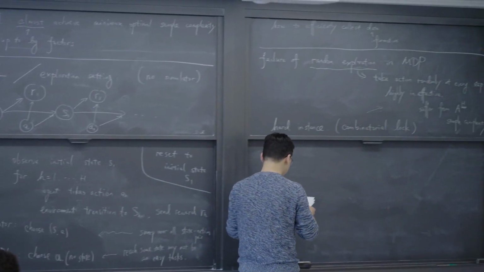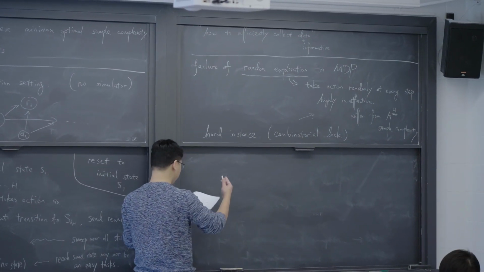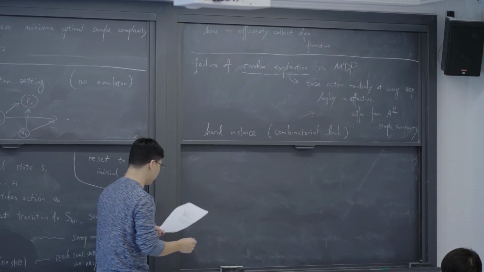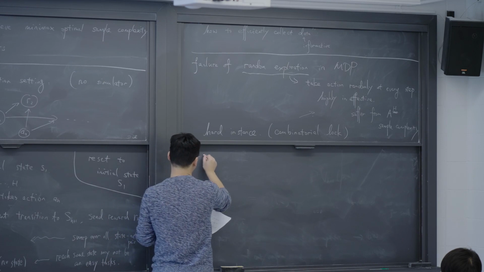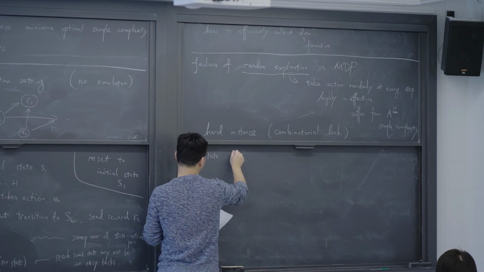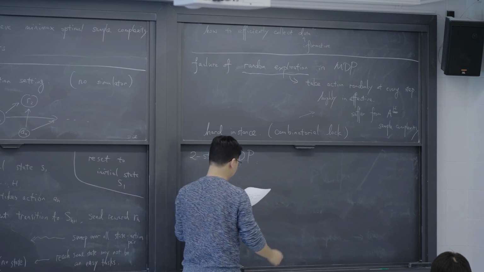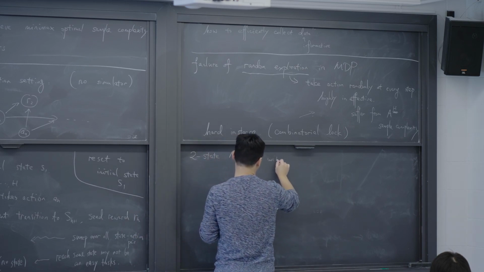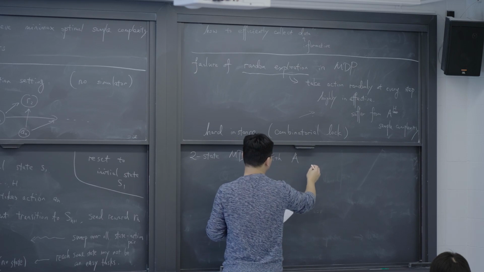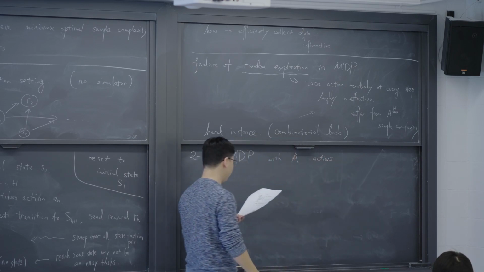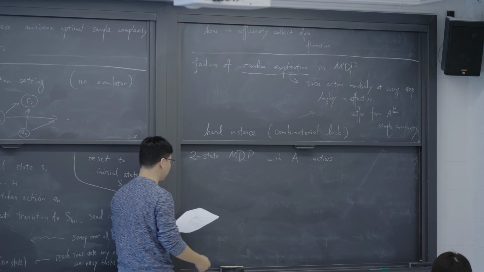Okay. So we look at this combinatorial lock. The combinatorial lock is an MDP. It's a two-state MDP, with A actions. And the MDP is actually a deterministic MDP.